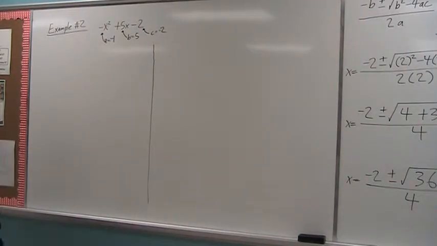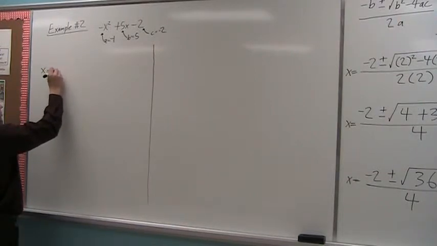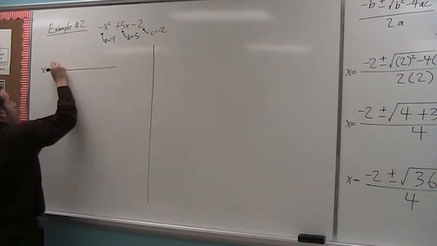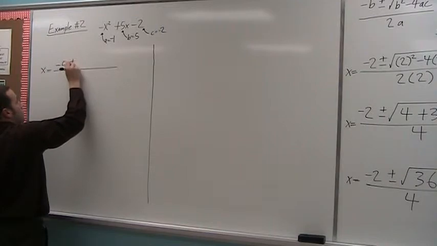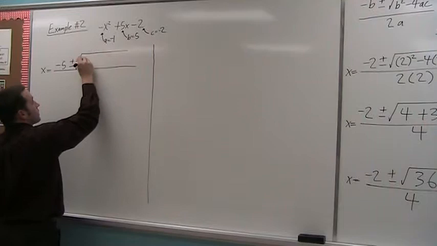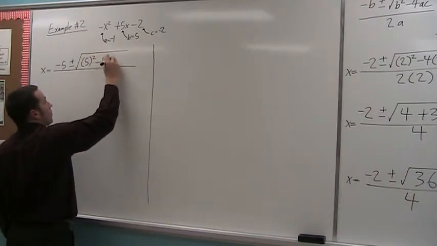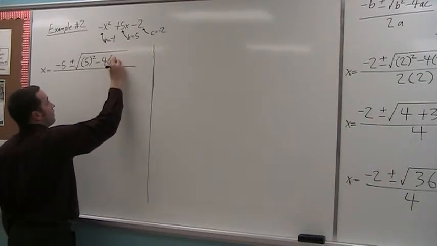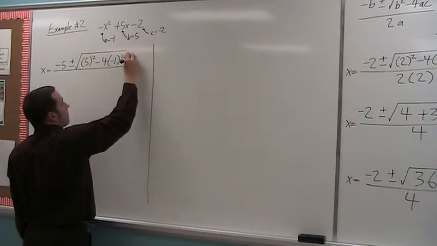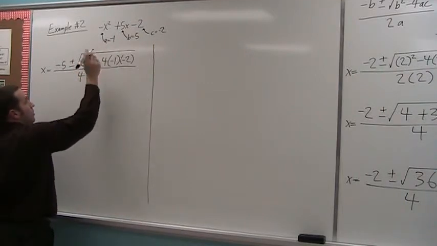So now we sub it into our quadratic equation to get the two roots. So negative b, so I end up with a negative 5 plus or minus the square root of b squared, so that's going to end up being 5 squared. Subtract 4 onto a is negative 1, c is negative 2, all over 4 onto a, which is negative 1.